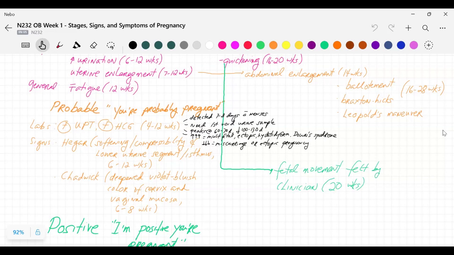So Hegar and Chadwick. Hegar means that there's softening of the lower part of the uterus. Okay. That is also because of progesterone. Chadwick sign is the violet bluish color of the cervix. So the vaginal mucosa, the perineum becomes darker. Okay, that's also progesterone and estrogen that's causing that. And again, there's abdominal enlargement.